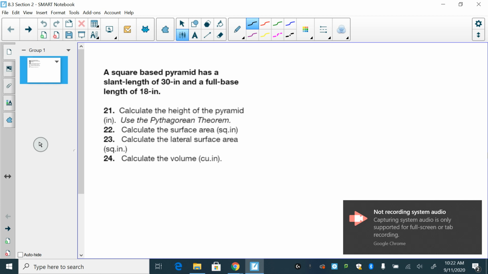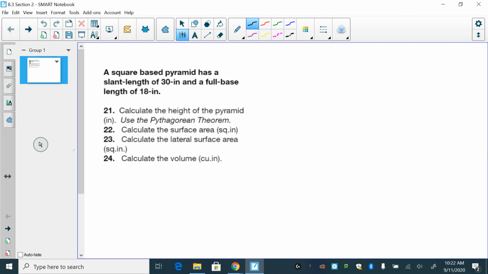A square base pyramid has a slant length of 30 inches and a full base length of 18 inches. So let's draw this out real quick. We're talking about a pyramid, and the base of it is a square. So I'm going to draw a square as best as I can, and then I'm going to draw a pyramid. This is a 3D shape. Think of the pyramids in Egypt.